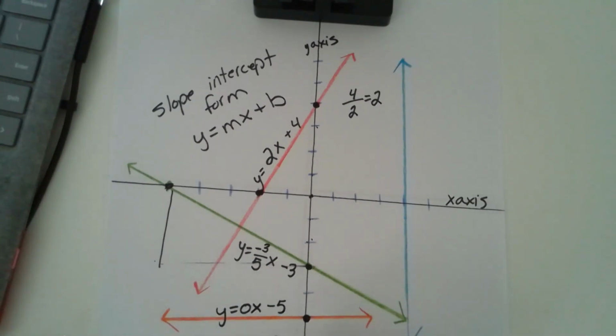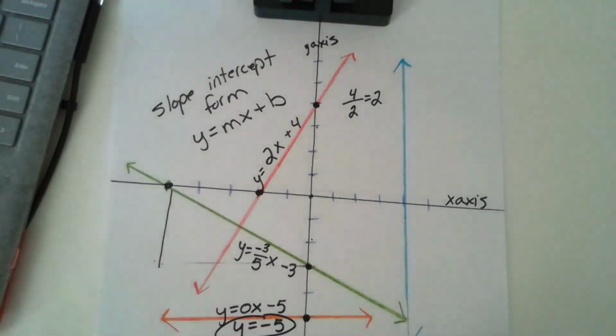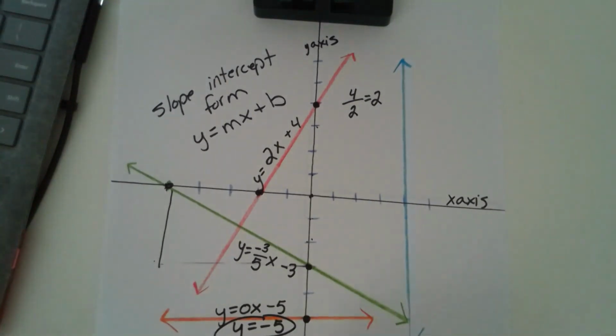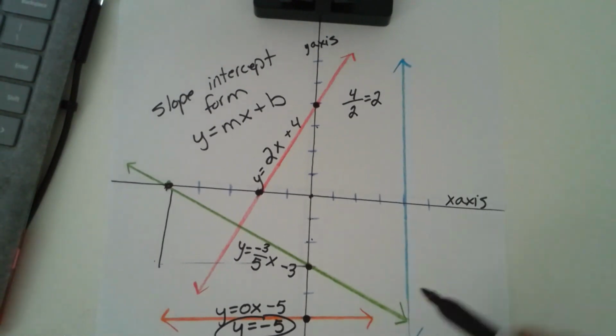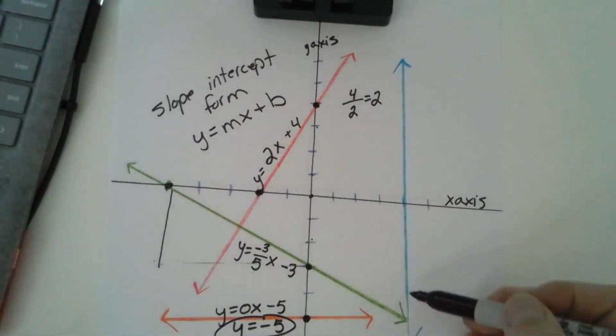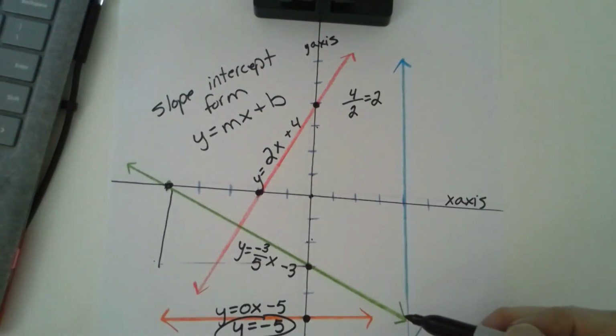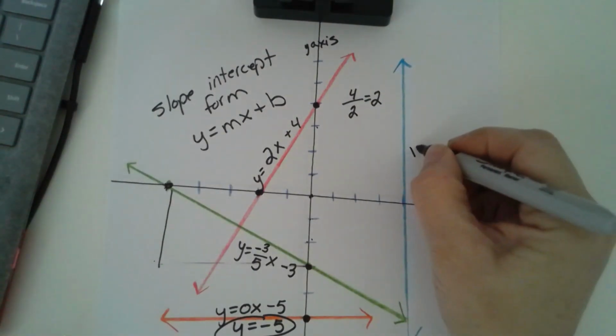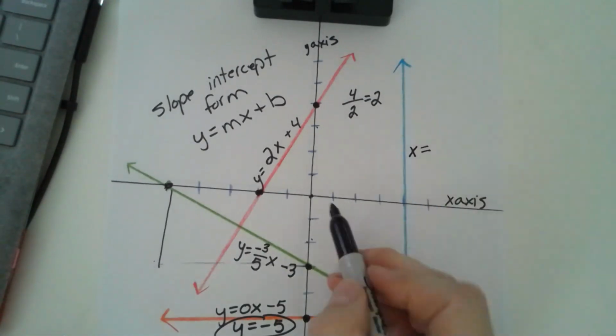But 0 times x is just 0, so we end up with y equals negative 5. And you'll notice that any linear equation that is a horizontal line will always have the form y equals a number. And any line over here, like the blue, that is a vertical line that goes straight up and down will have the form of x equals a number.